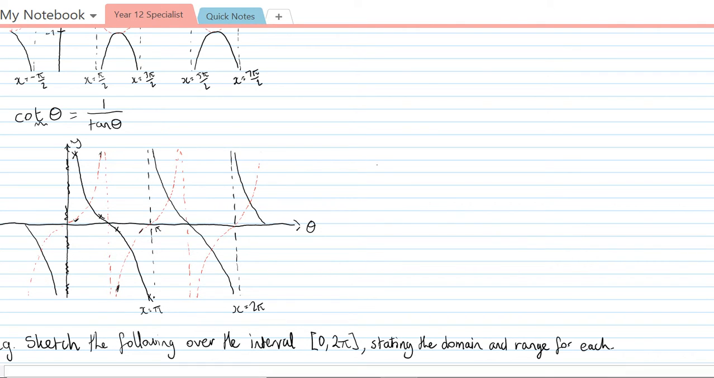So then when we go to write the domain of this, that is all real numbers excluding n pi, such that n is an element of the integers. And also the range of this one, well, it actually goes for all real numbers. So there's nothing that's excluded in this one.